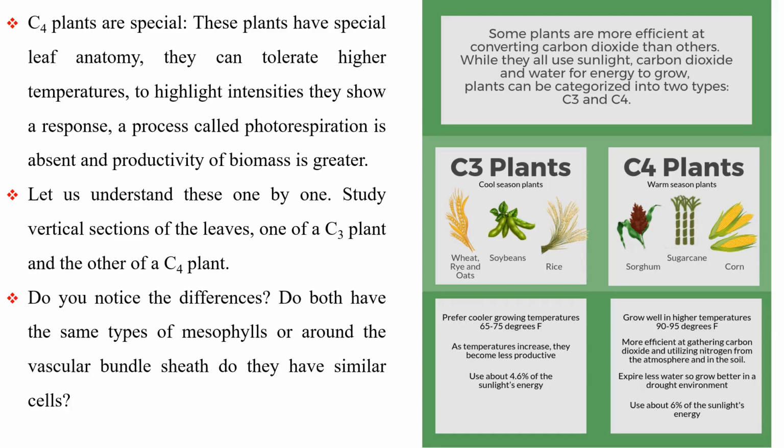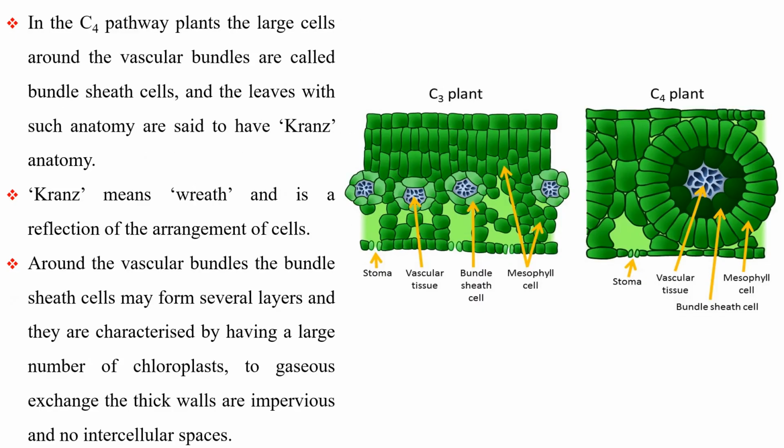Study vertical sections of the leaves, one of a C3 plant and the other of a C4 plant. Do you notice the differences? Do both have the same types of mesophyll cells, or around the vascular bundle sheath do they have similar cells? In C4 pathway plants, the large cells around the vascular bundles are called bundle sheath cells, and the leaves with such anatomy are said to have Kranz anatomy. Kranz means wreath and is a reflection of the arrangement of cells.